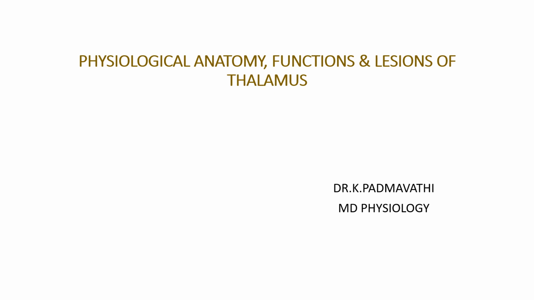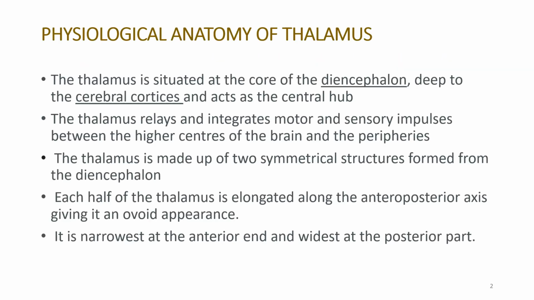Hi students, today we will learn about the physiological anatomy, functions and lesions of the thalamus. Coming to the physiological anatomy, the thalamus is situated at the core of the diencephalon, deep to the cerebral cortices, and it acts as the central hub. The thalamus relays and integrates motor and sensory impulses between the higher centers of the brain and the peripheries.